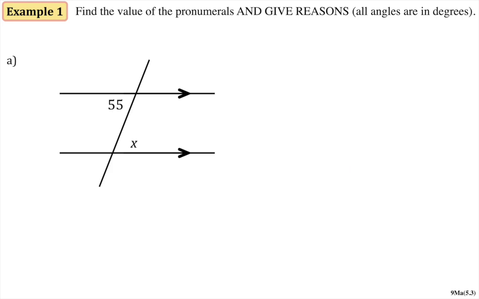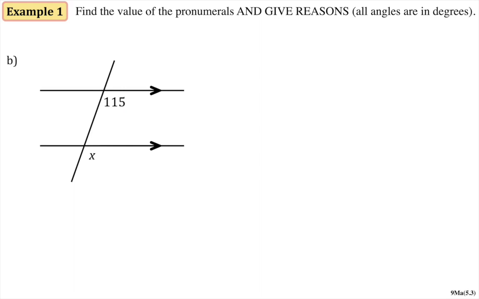So here's our first example. Find the value, so find what x is in this case, and give reasons. Well, if you look at this, I can see a Z shape there. I'll even highlight it, which means x equals 55. So that's the answer, but I have to give a reason. Why are they equal? They're equal because they are alternate angles, because there was a Z shape. Let's go to part B.